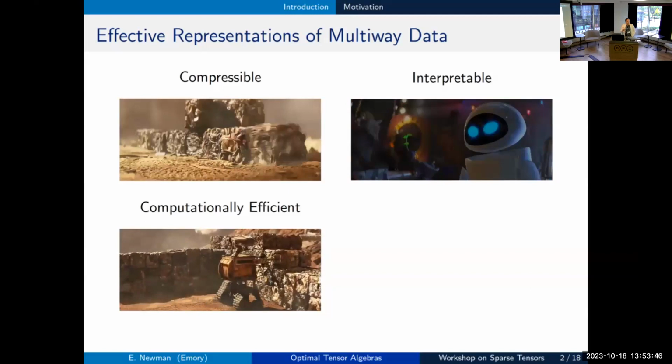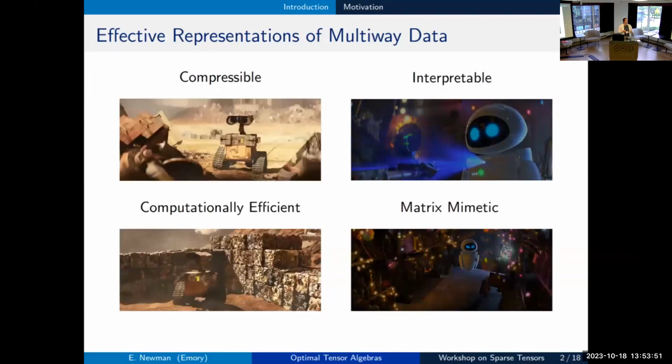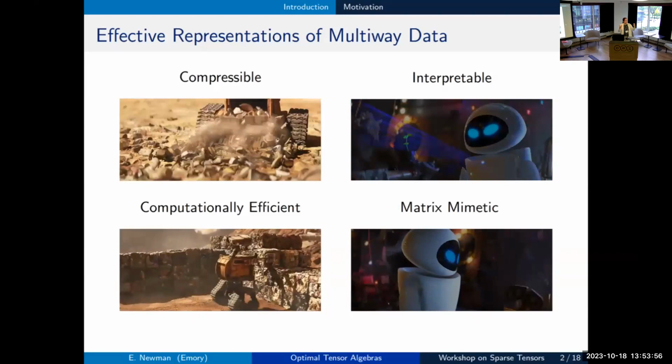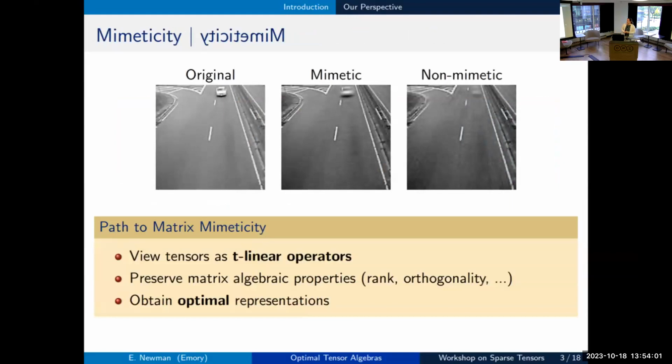And this is something called matrix mimeticity. The idea is that we have things we know and love about matrix algebra. Can we bring those into a higher dimension and use those to our advantage? Okay. So empirically, we've seen some advantage of this already.